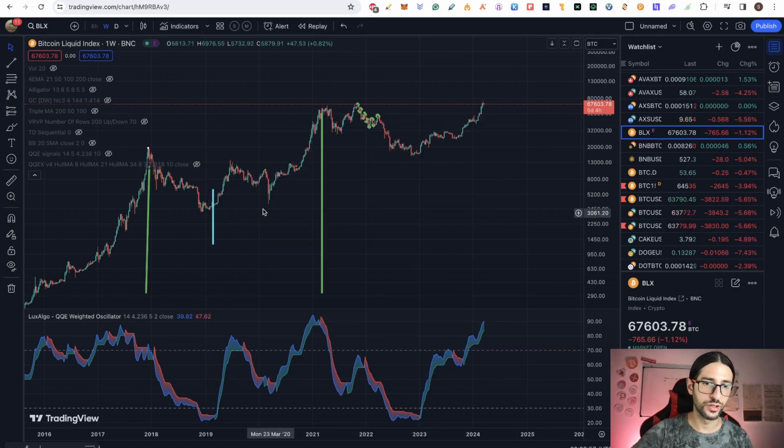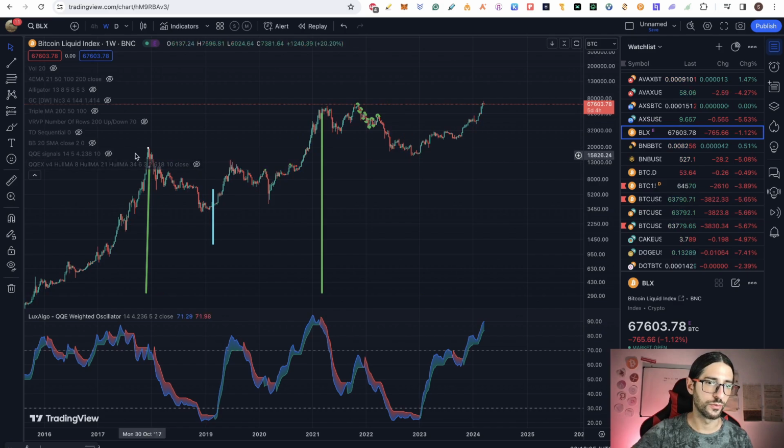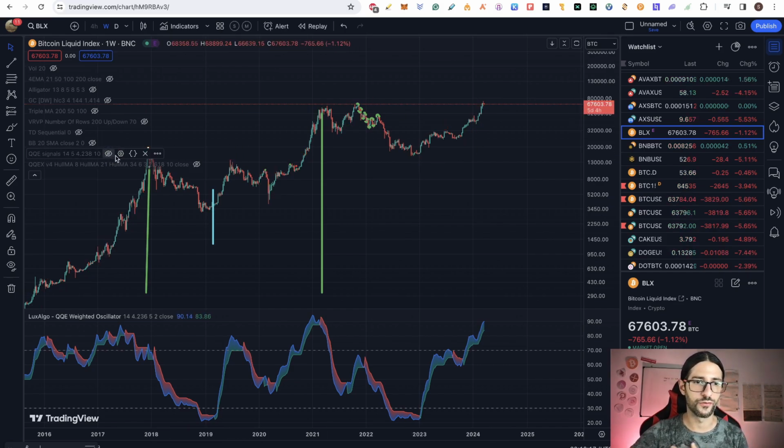There are many other different versions of the QQE. For example, you have one with buy and sell signals on the chart. There is a lot of other information for those indicators. You have the most common one, which is the QQE signals, which just gives you the longs and shorts. This is also good, but for the purpose of the video, I prefer the one from LuxAlgo. So we are going to check in detail how this indicator has performed.